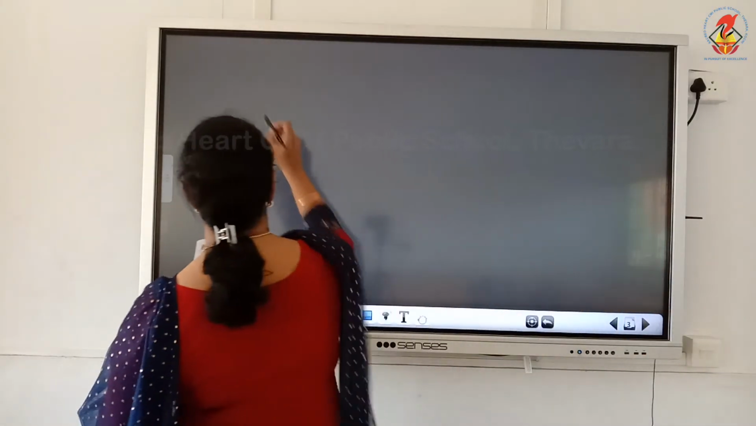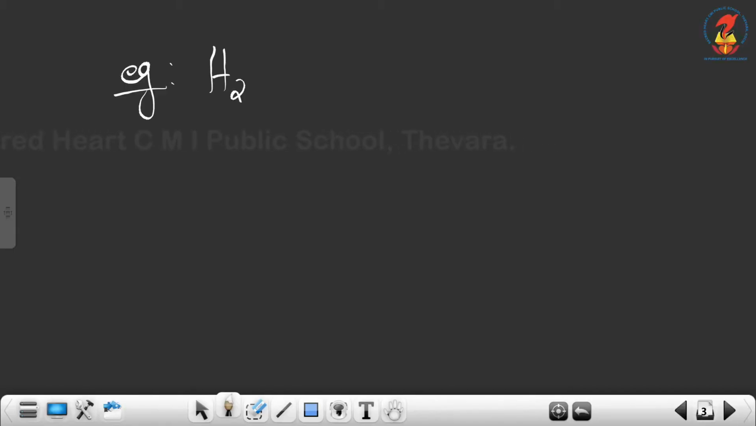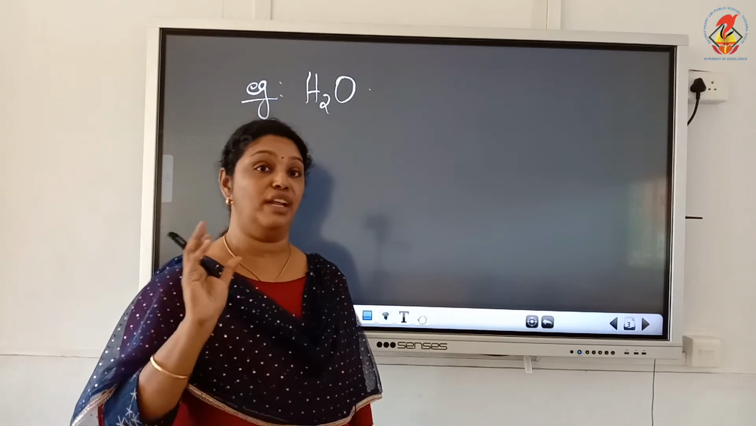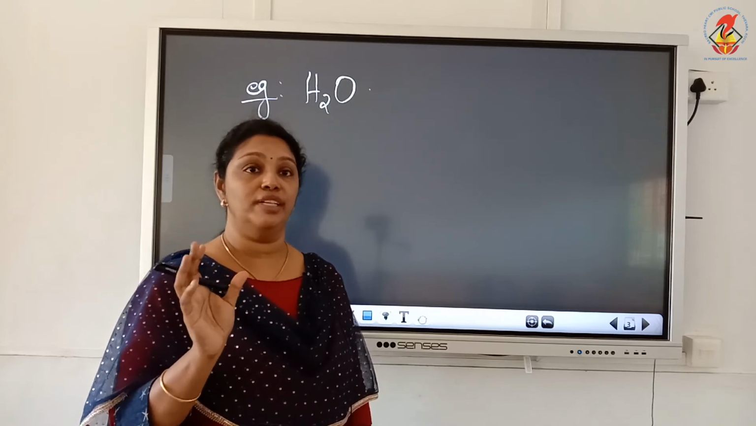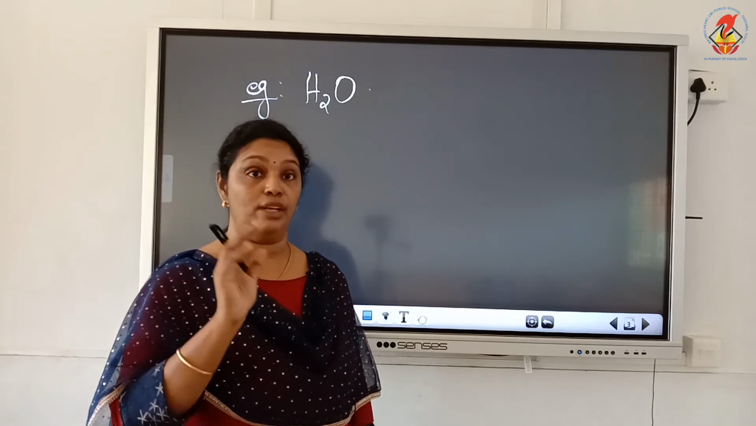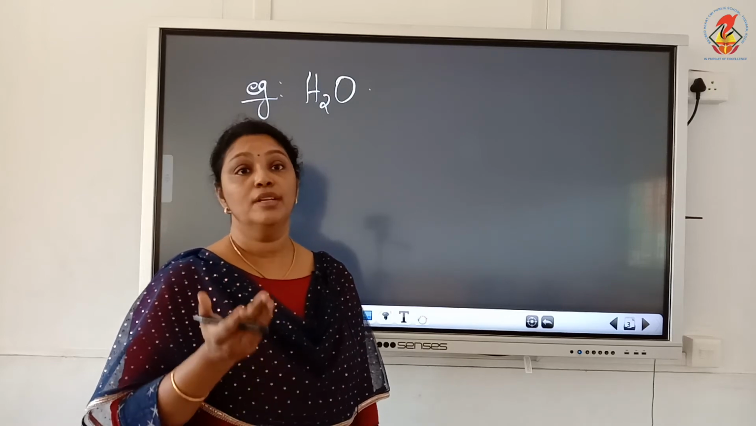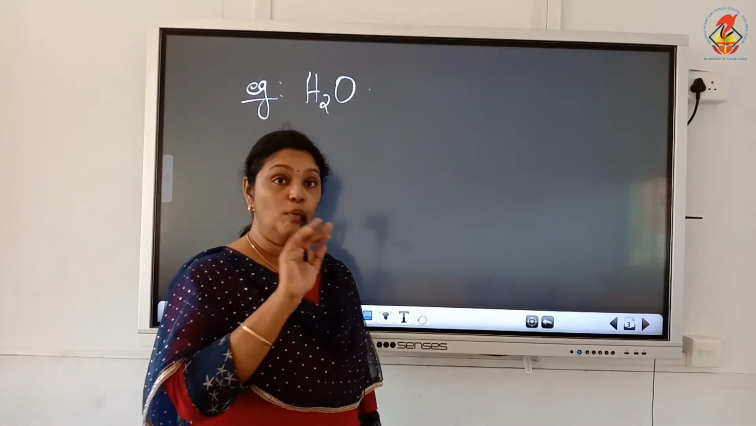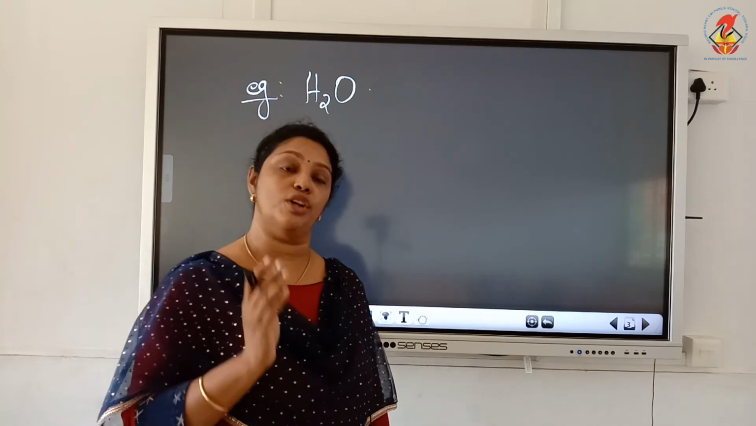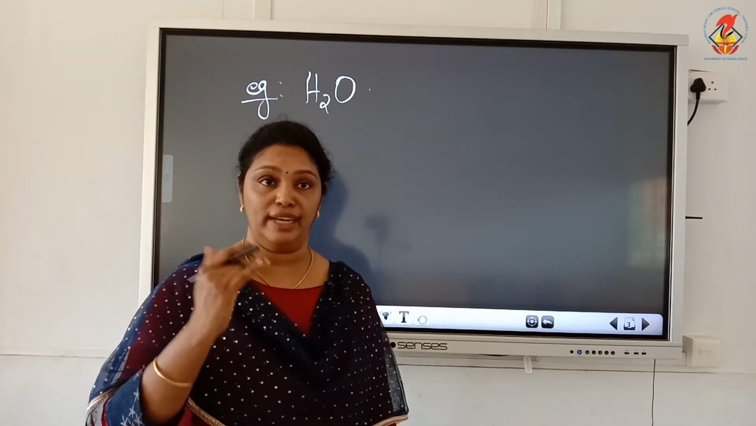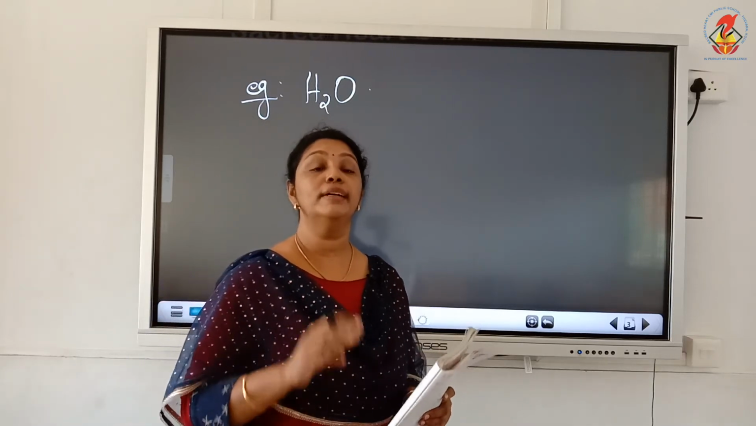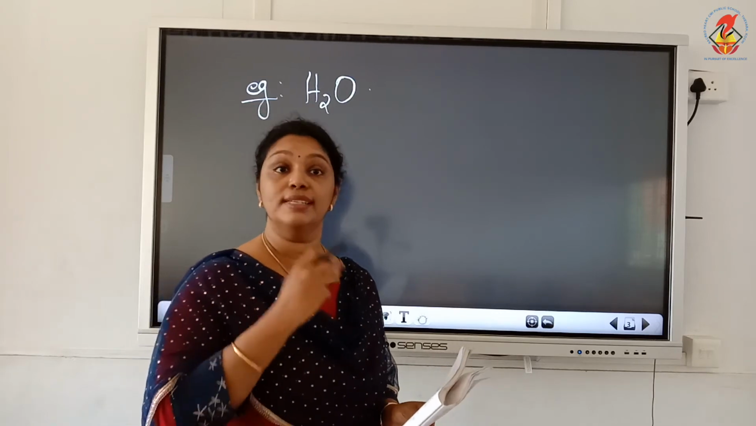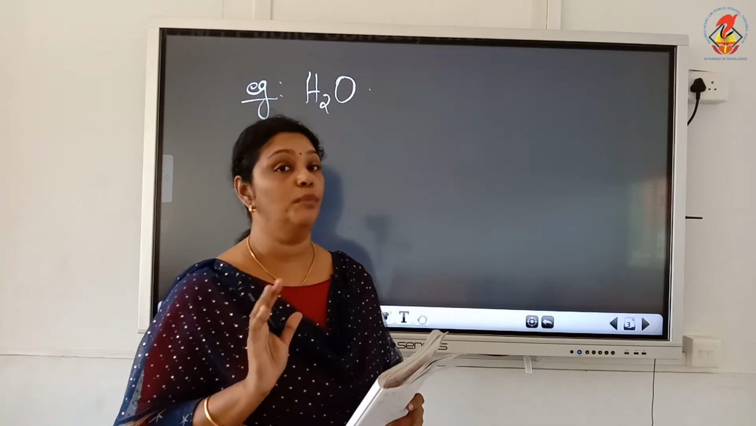Example 1 is water molecule. Now H2O, you can see the atoms are hydrogen and oxygen, and it's a polyatomic molecule, and there is a large electronegativity difference between hydrogen and oxygen, and you know that oxygen is highly electronegative in nature. So this is a polar molecule because the bond electrons will be shifted more towards oxygen. As a result, oxygen gets a partial negative charge and the hydrogen atoms get a partial positive charge.